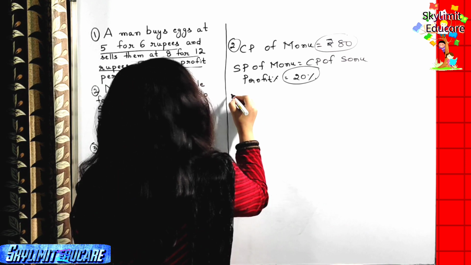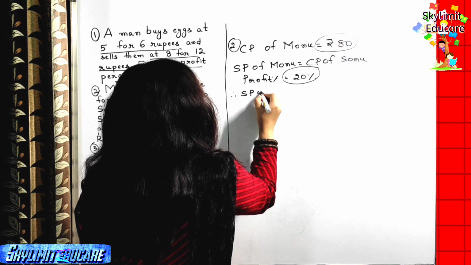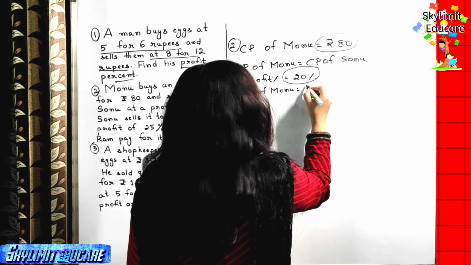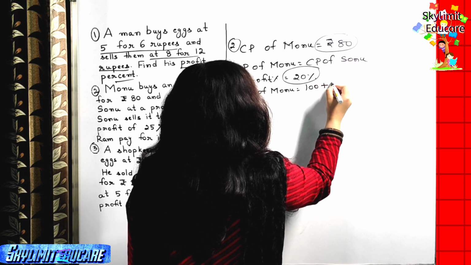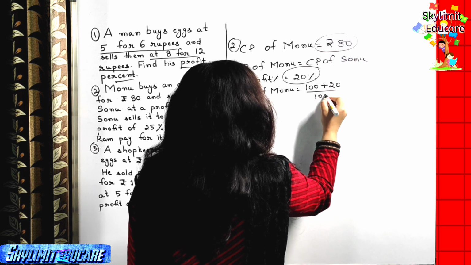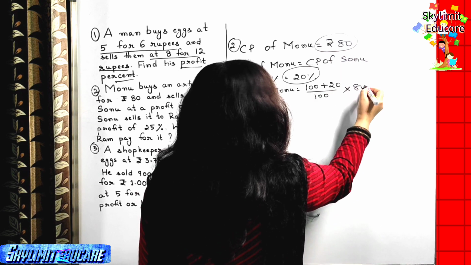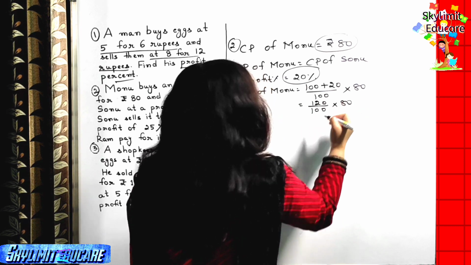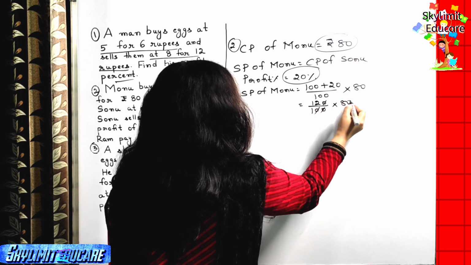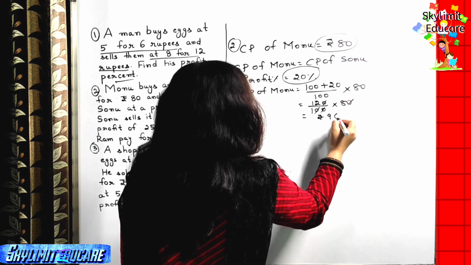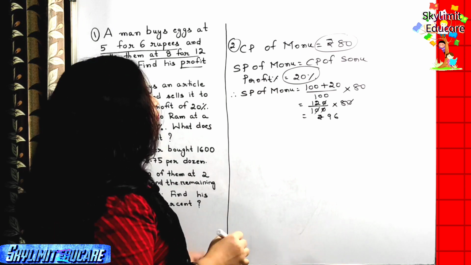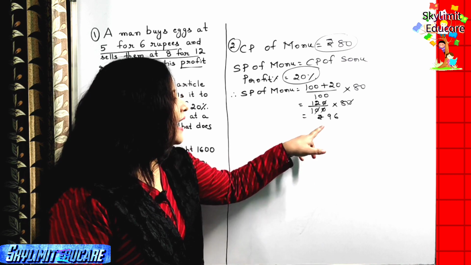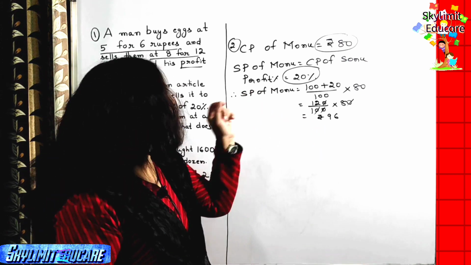So we can easily find out now. Therefore SP of Monu is equal to, the selling price formula is 100 plus profit percent by 100 multiplied to the cost price, right? So 120 by 100 multiplied to 80. So the zeros cancel out. It's rupees 96. That means Monu purchased the article for rupees 80, but Monu sold the article to Sonu at rupees 96. So Monu has got a profit, right?